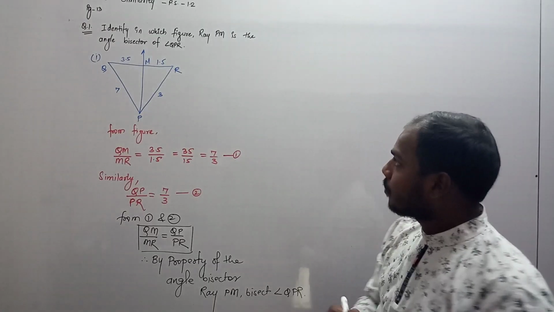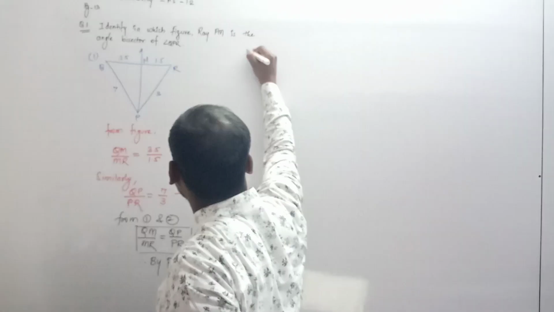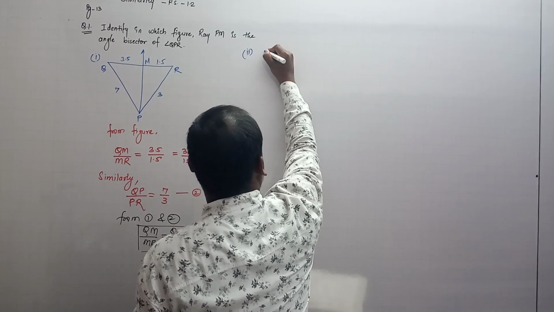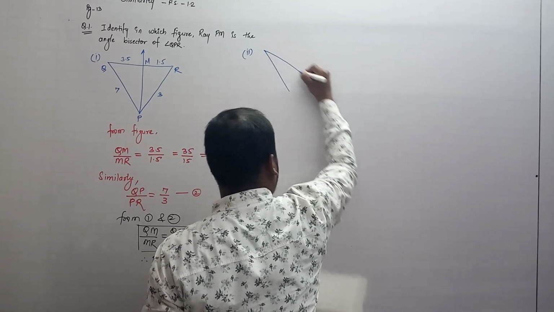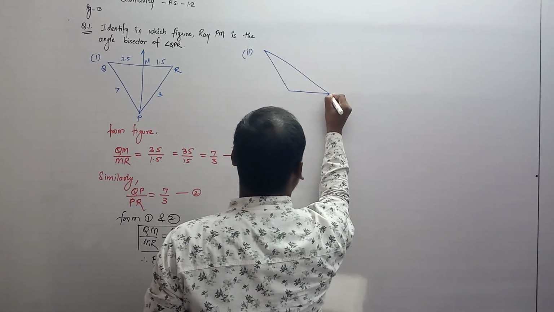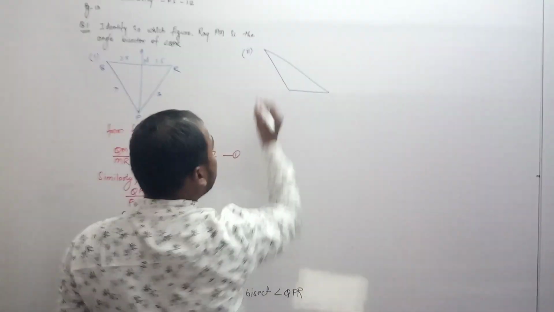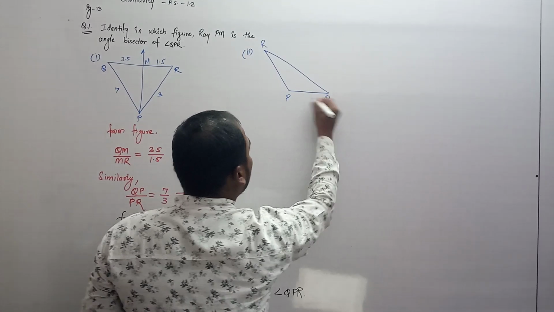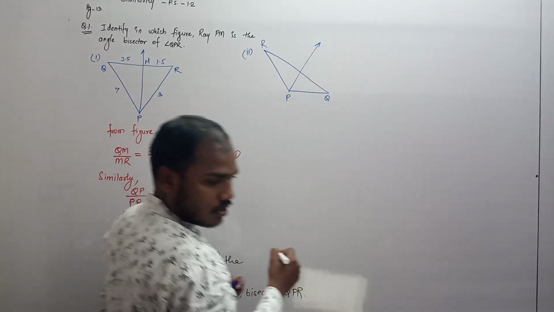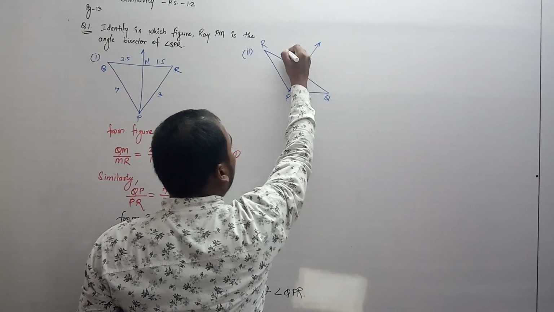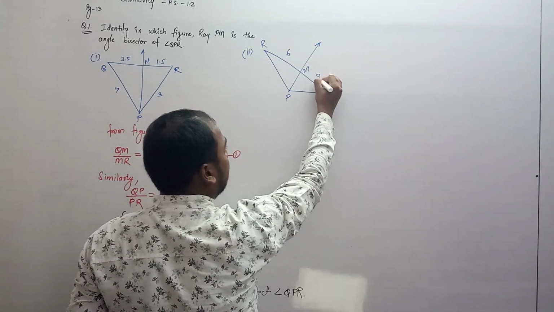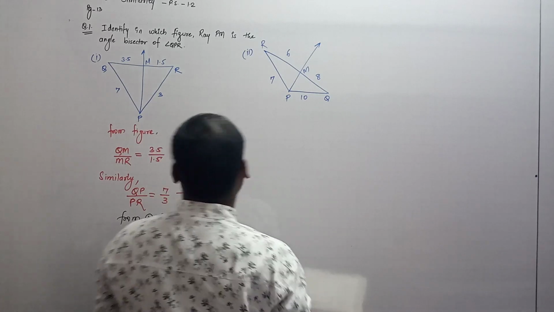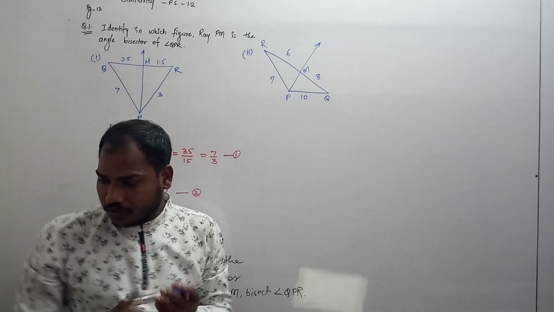In a similar manner, if we go for the second diagram, this is the second diagram. They have given Q in this way. This one is R, P, Q. This is the bisector, and this one is M. They have given the sides as 6, 8, 7, and 10. Okay.